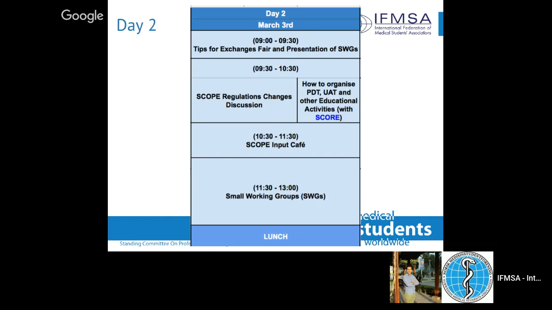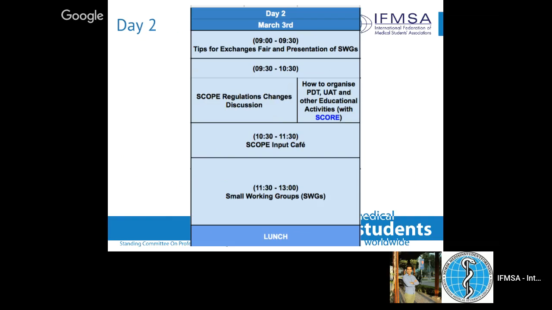Then we will have a very particular and new session that we're going to introduce, which is a SCOPE Input Cafe from 10:30 to 11:30. It will be a sort of an ideas cafe, but it's for you to give input on the SCOPE international work. So things that we have been doing so far, also the results of some small working groups. It's a general session for input on the SCOPE international work, also for you to be more involved in what we're doing.